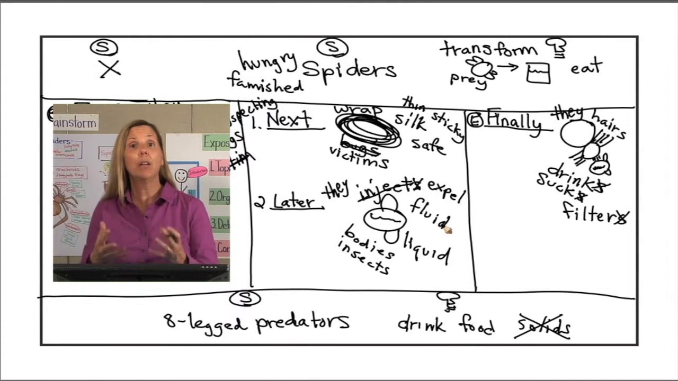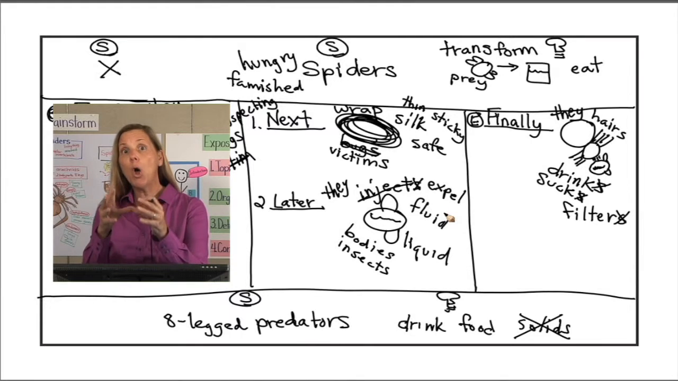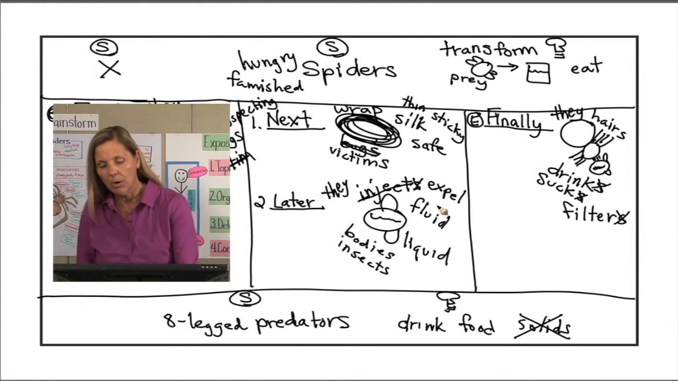Later, they expel a fluid into the insects' bodies to turn them into a liquid. Wow, what's an important part of that sentence that needs to be described? I'm thinking the fluid. Is that a weak fluid or a potent fluid? Oh, a potent.